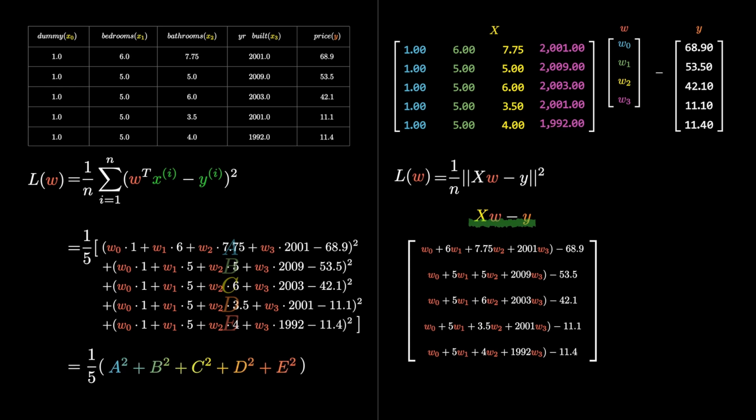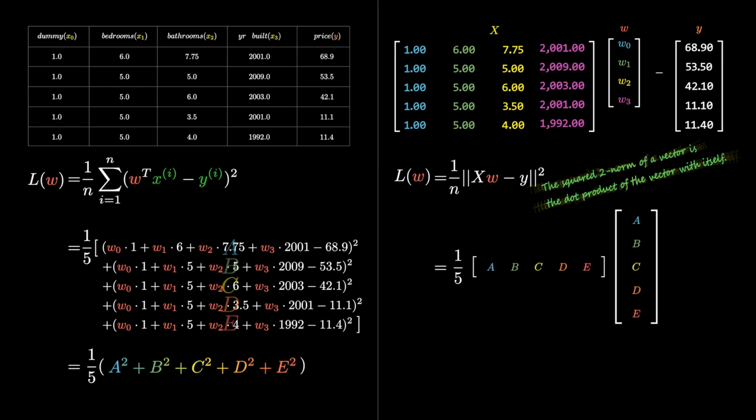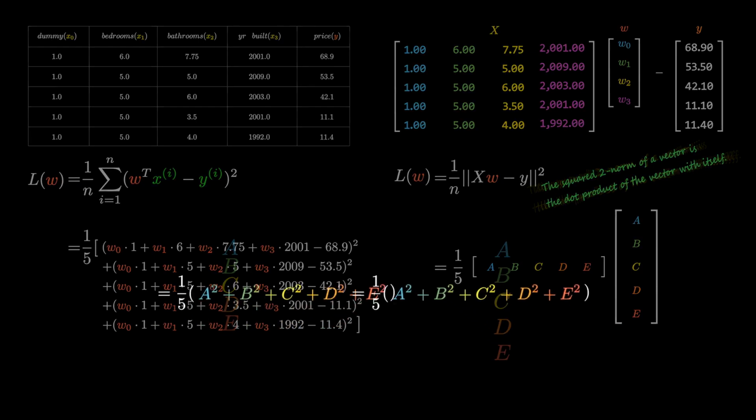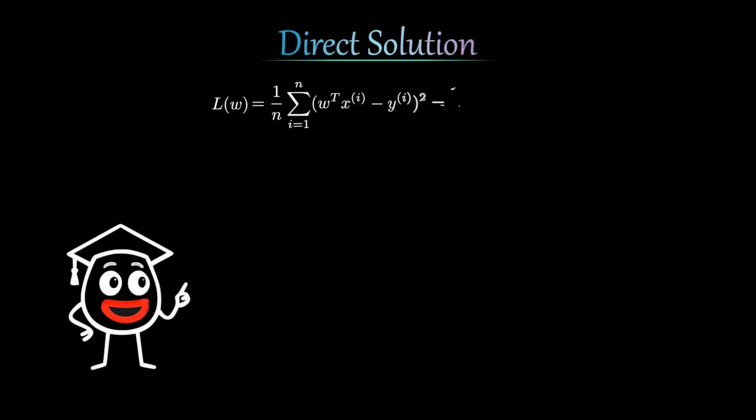Since the formula is getting a bit long, let's label each row as A, B, C, D, and E. Now let's rewrite the right-hand side in that form. The squared 2 norm of a vector is the same as its inner product with itself. We still have 5 data rows, so we multiply by 1 over 5 and take the inner product. And there we have it. It's exactly the same equation as the vector form on the left. Alright, so this is how the MSE can be written in matrix form.